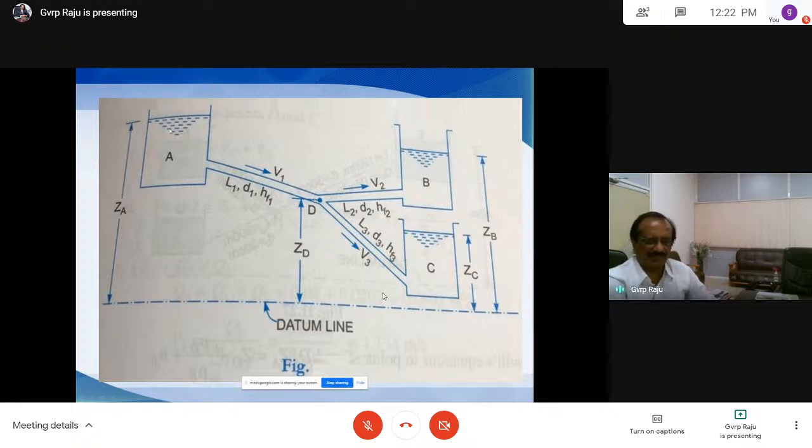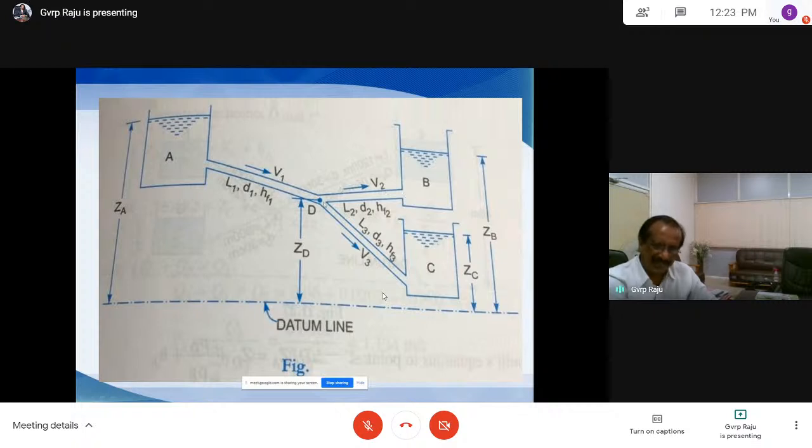And you can write the Bernoulli's equation between A and D, taking ZA and ZD as datums, and the velocity of the water at D is 0. That is one equation. The first equation is the discharge equation, Q is equal to Q1 plus Q2. The second equation is Bernoulli's equation between A and D, and the third equation is Bernoulli's equation between D and B. Write Bernoulli's equation between D and B.